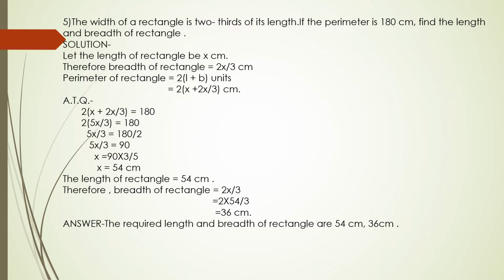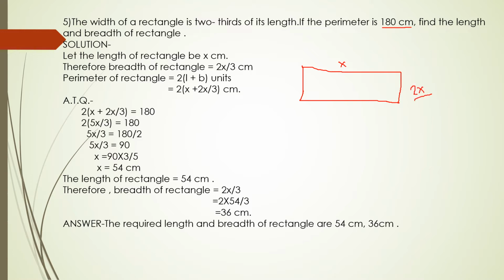Now the other question of a rectangle. The width of a rectangle is 2/3 of its length. If the perimeter is 180 centimeter, find the length and breadth of the rectangle. Children, just go through the language. No extra condition is given. Let the length of the rectangle be x centimeter. So its breadth would be 2x over 3 centimeter.